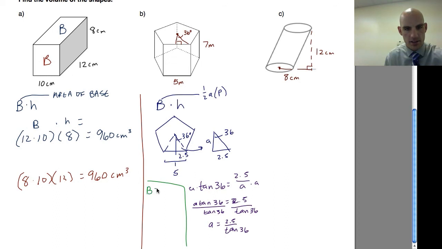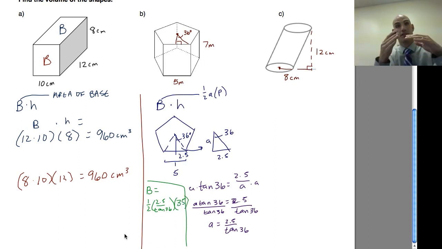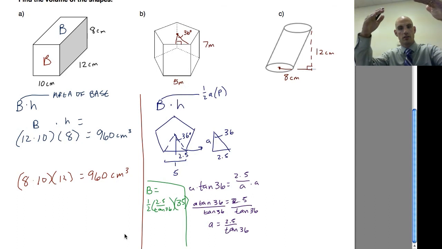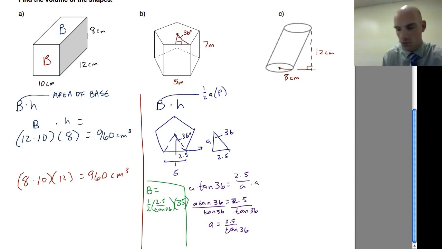And so, coming over here in green, let me box this off. The base is equal to 1/2 times 2.5 over tangent 36 times the perimeter, which is going to be 35, right? Because it's 5 on each side. Oh, no, just 25. I messed up. I was thinking of this 7 over here. Just going to be 25.